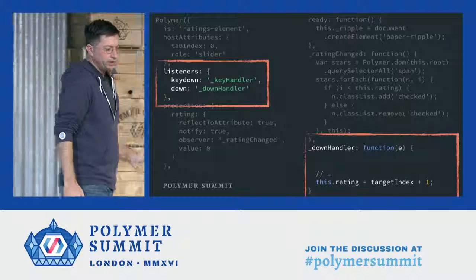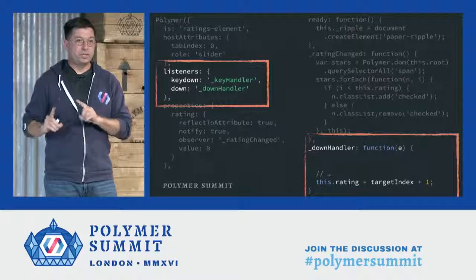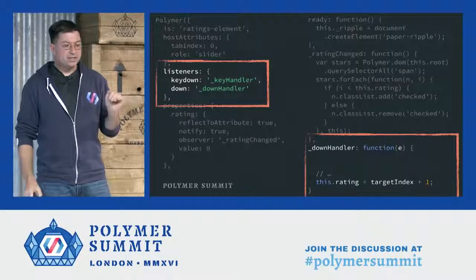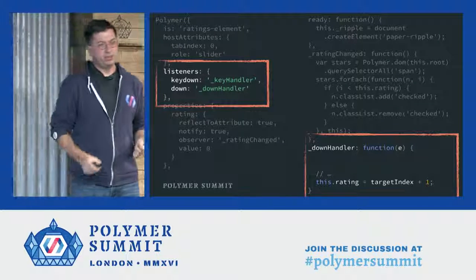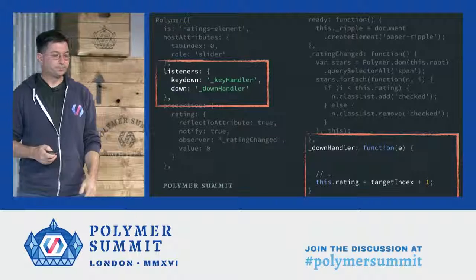We have some event listeners. In this case, we have a keydown listener, which is going to help us with the arrow keys. The left and right arrow keys are going to advance and reduce the rating. And the down handler here is saying that we're going to have some code that will set the rating based on the star that the user clicked on.